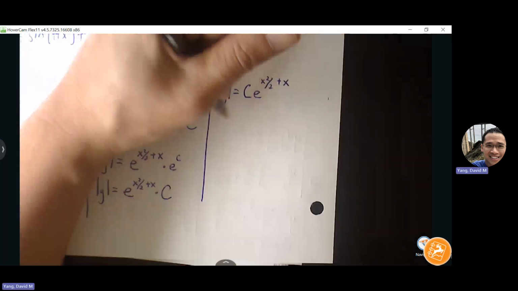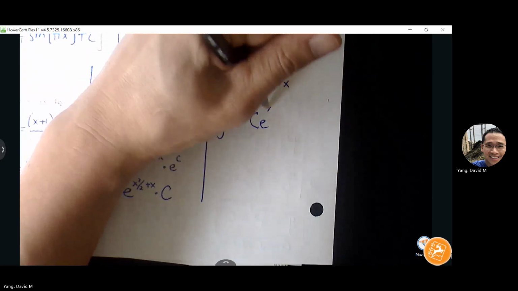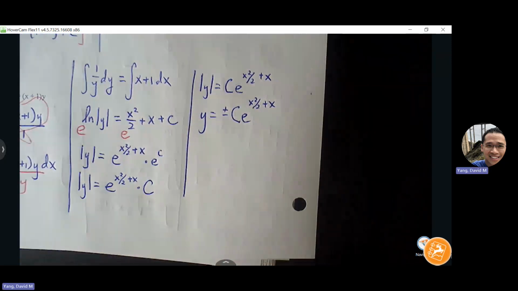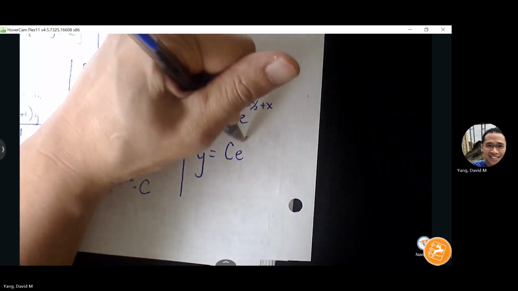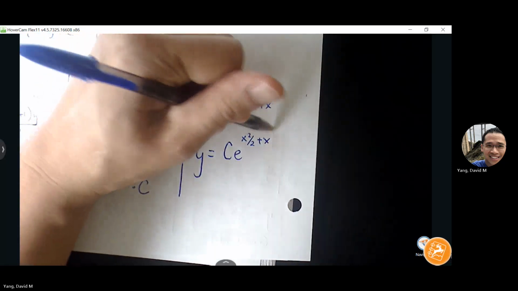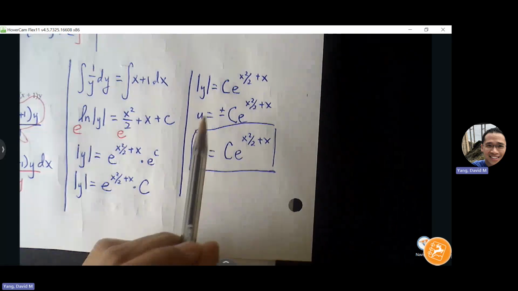Drop the absolute value. Plus or minus c can just be replaced with just c. Can I skip the plus or minus? Yeah, you can. Yep, yep.